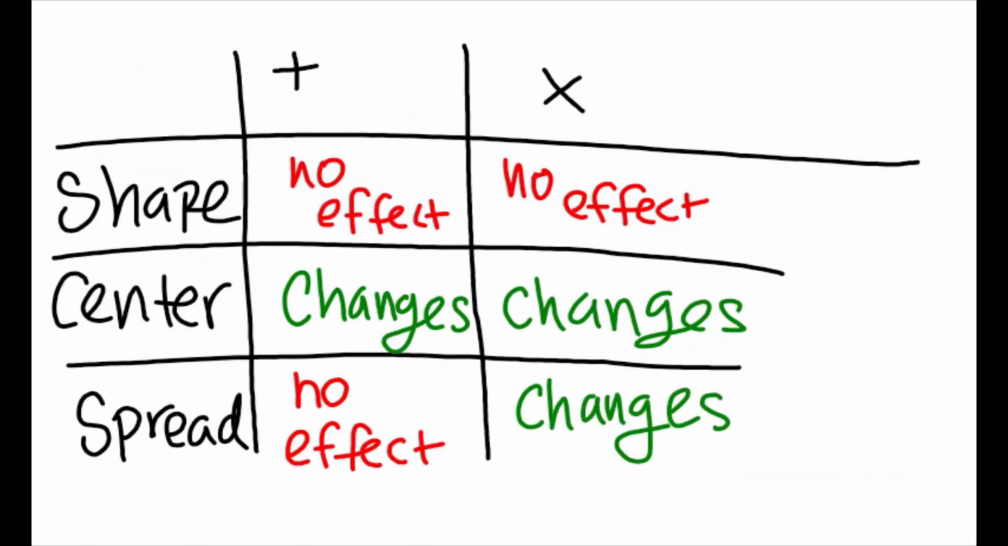From these examples, we can deduce a general rule for our distributions. The shape of our data does not change when multiplying or adding values to our data points. However, measures of center, like mean and median, are affected by both of these transformations, while measures of spread, like IQR and standard deviation, are only affected by multiplication.